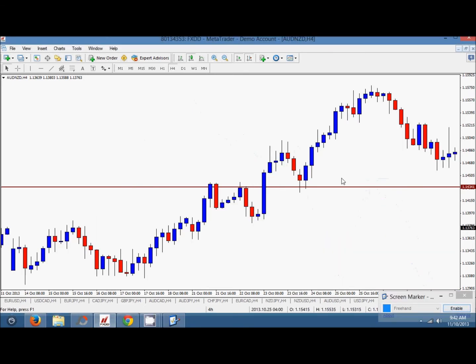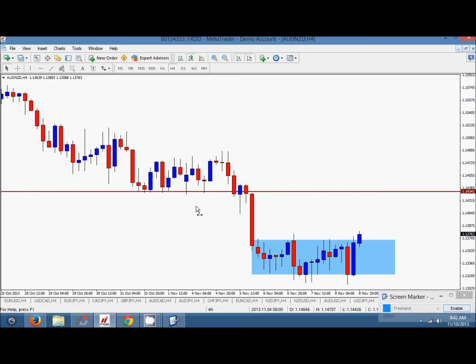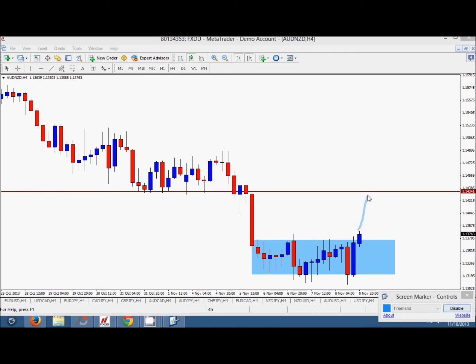So that's what we're looking for on the Australian dollar, New Zealand dollar 4-hour chart. We just have a recent box of prices with the last bars broken out. So we are now looking for prices to come up here, make their way up to this resistance zone, form a bearish price action trade setup rejecting this resistance zone, and then for us to get into the trade short. So that's what we're looking for on the Australian dollar, New Zealand dollar 4-hour chart.